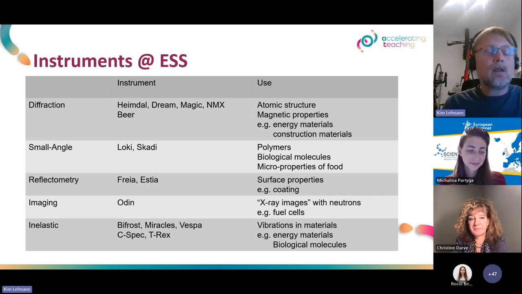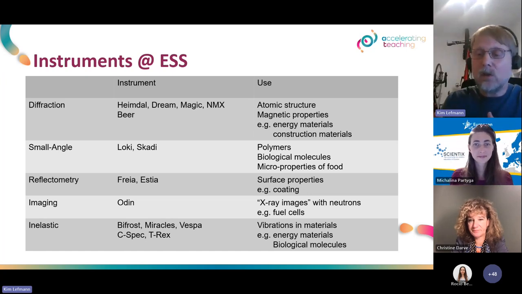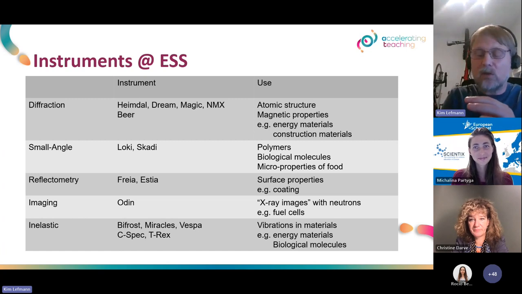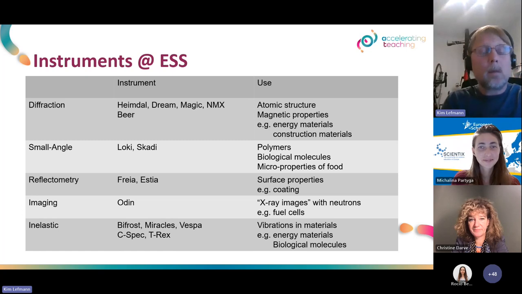Small angle scattering, well, the name almost explains it. Neutrons are scattered at very small angles, also as waves, but they are scattered by larger aggregates. So as I told you before, biological molecules, curled up proteins, and stuff like this. The bigger the aggregate, the smaller the angle they are scattered at. There are two small angle scattering instruments, Loki and Skadi, at the ESS, and they will be used to study things like biological molecules, polymers and food.